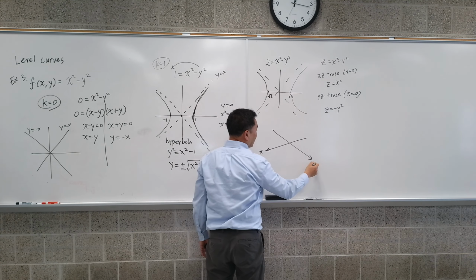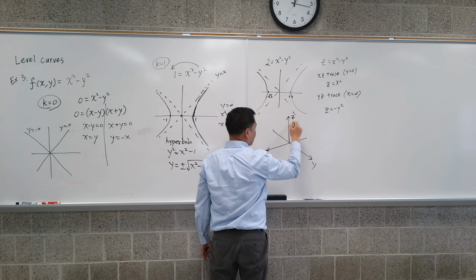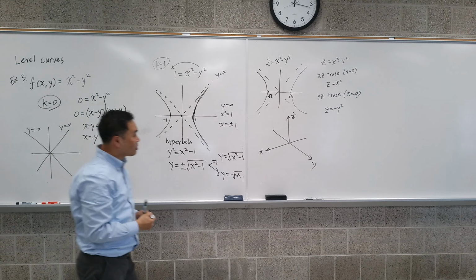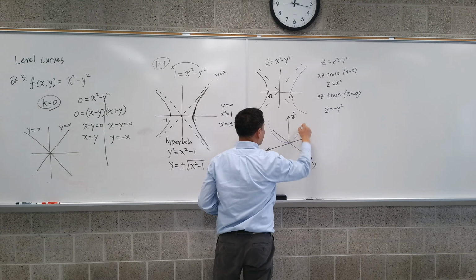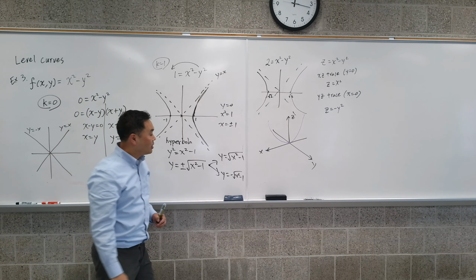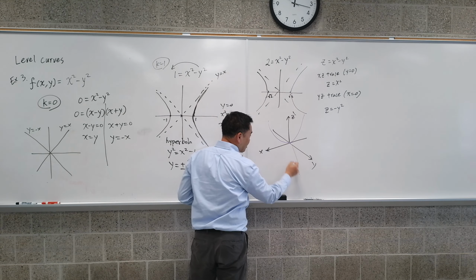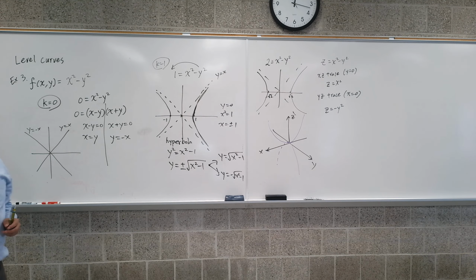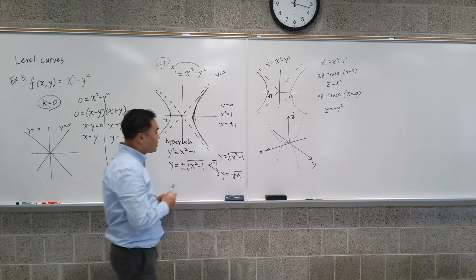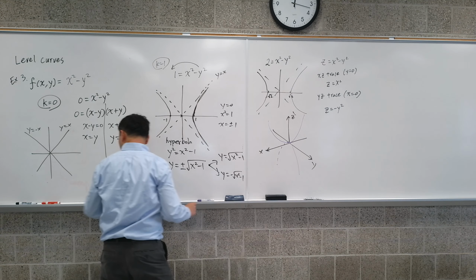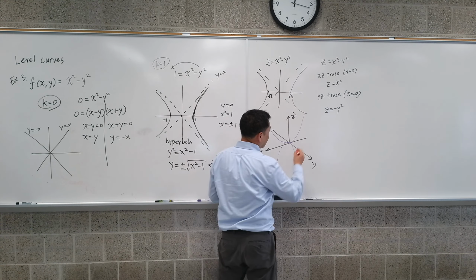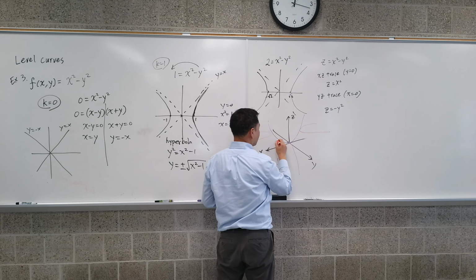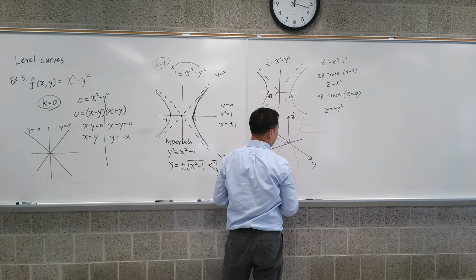Here's x, here's y, and here's z. In the x direction, you have a parabola going up, like that. And in the y direction, you have a parabola that's going down, like this. And then every level curve that you get is going to look like that. Just like that.